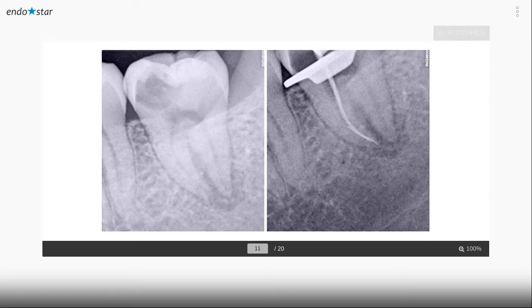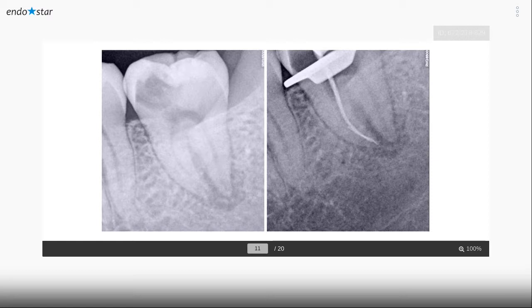In this case, for example, this is a second lower molar. I broke an XP endo shaper. The good point about this file, the XP endo shaper, because of the shape, is that it's very easy to bypass. So as you can see in this radiograph, I was able to bypass the file. At some point, I thought, okay, I already bypassed the file, I was already able to clean and shape, and I would just go inside and obturate the canal.